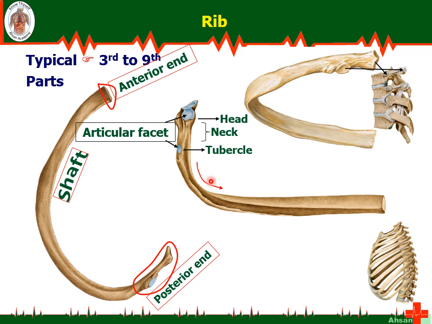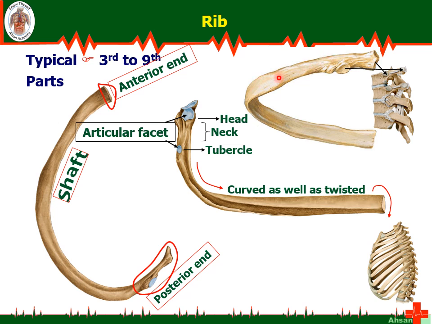If we see the shaft, it is curved. This is convex outward and concave inward, and it is also twisted. So the surfaces become outer and inner, and the borders become superior and inferior. So the shaft has superior and inferior borders, and inner and outer surfaces. This is the inner surface and this one is the outer surface.